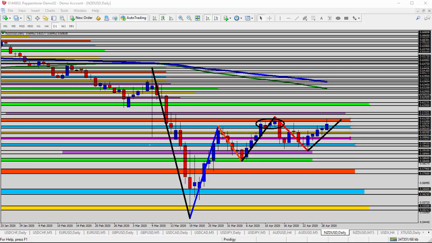Today we're looking at the NZDUSD, New Zealand dollar versus the US dollar, for today's trade analysis. We're looking at the daily time frame here on the New Zealand dollar.